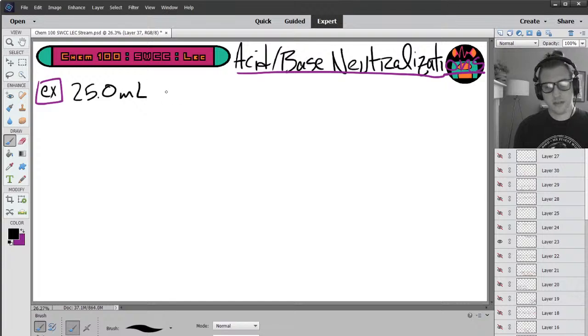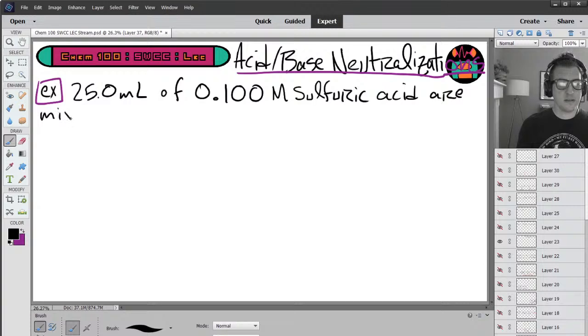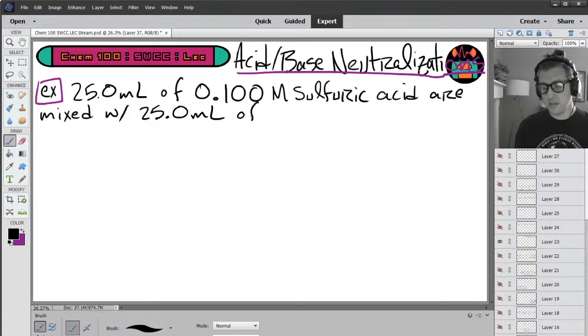25.0 milliliters of a 0.100 molar solution of sulfuric acid are mixed with 25.0 milliliters of 0.100 molar barium hydroxide.